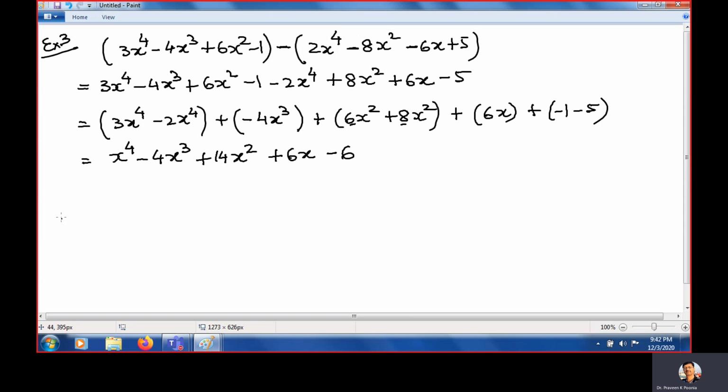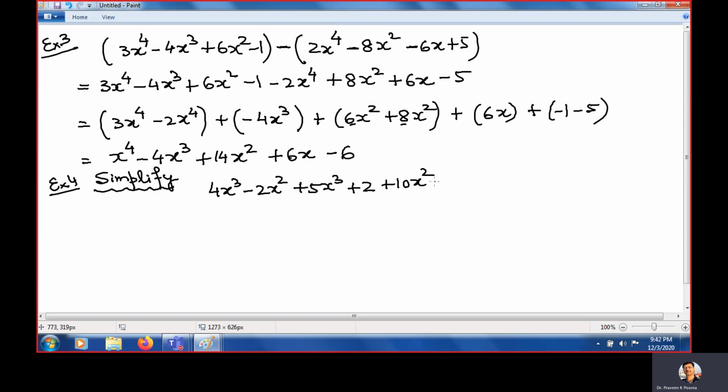Okay. Now there is one example given in your book. Let us take example 4. It is simplification. Simplify. What you need to simplify? Look, the expression is 4x^3 minus 2x^2 plus 5x^3 plus 2 plus 10x^2 minus 13. This you need to simplify. Clear? And if you need to simplify this, how are we going to do it?